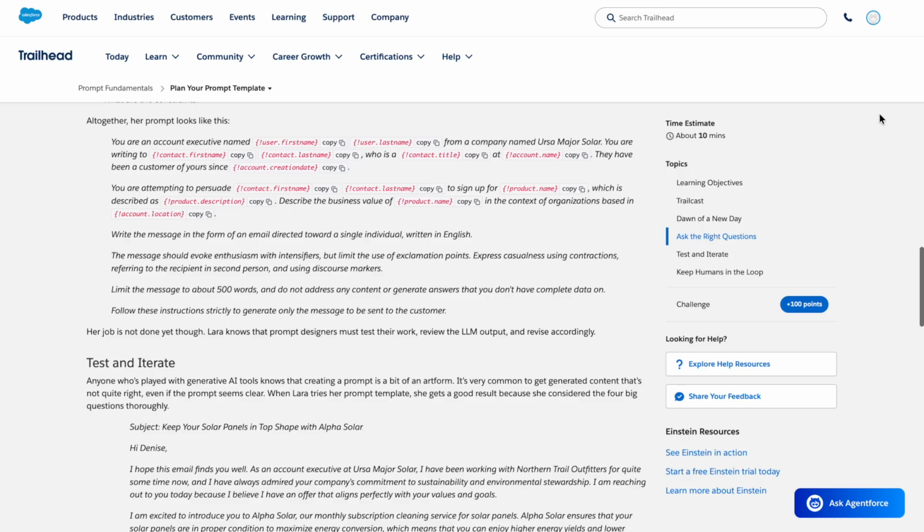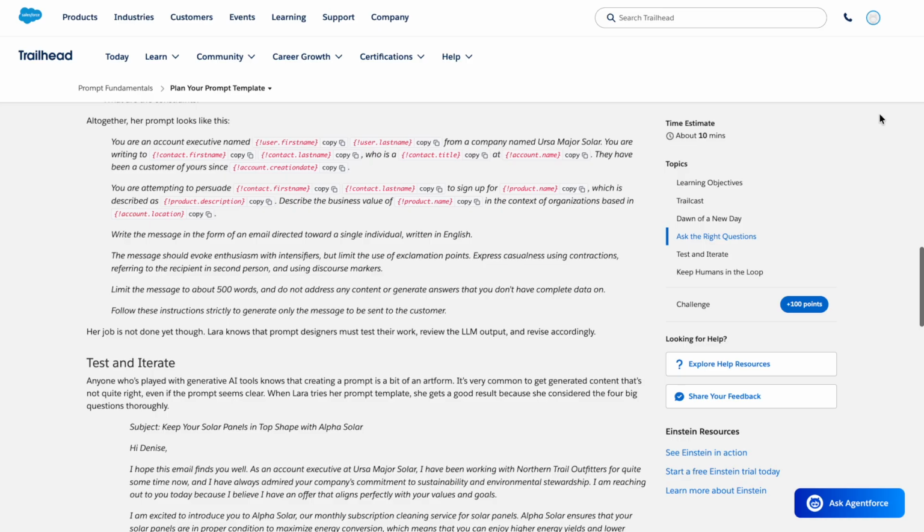Write the message in the form of an email directed toward a single individual, written in English. The message should evoke enthusiasm with intensifiers, but limit the use of exclamation points. Express casualness using contractions, referring to the recipient in second person and using discourse markers. Limit the message to about 500 words and do not address any content or generate answers that you don't have complete data on. Follow these instructions strictly to generate the message to be sent to the customer.